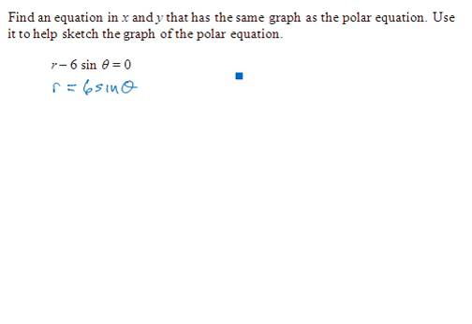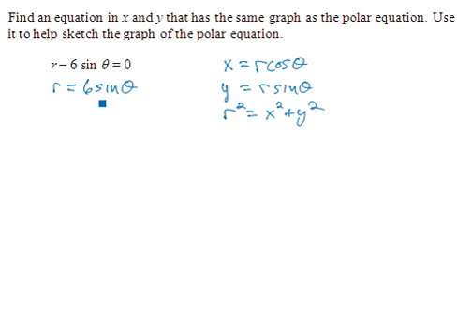And now remember that the basic relationships we have to work with here are r times cosine of theta gives me x, and r times the sine of theta gives me y, and of course r squared is just x squared plus y squared.